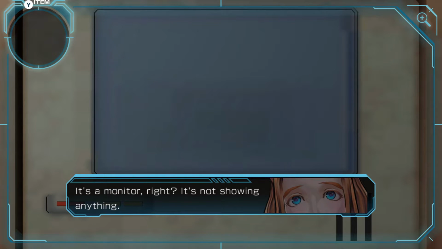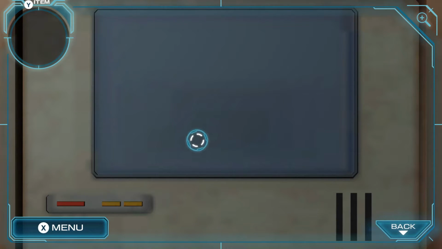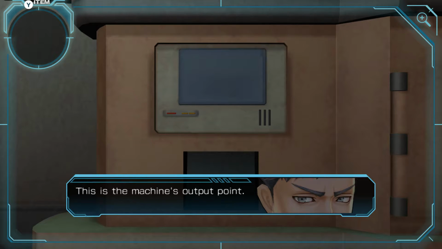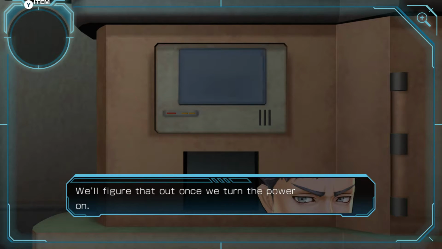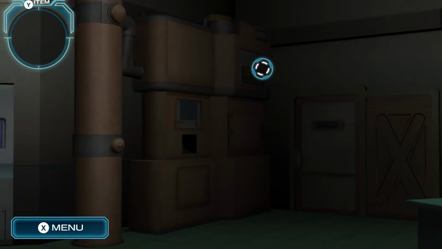It's a monitor, right? It's not showing anything. I don't think the machine itself is on. This is the machine's output point. Output? So something is going to come out of it? We'll figure that out once we turn the power on. I'm guessing that none of the rest of this machine is important.